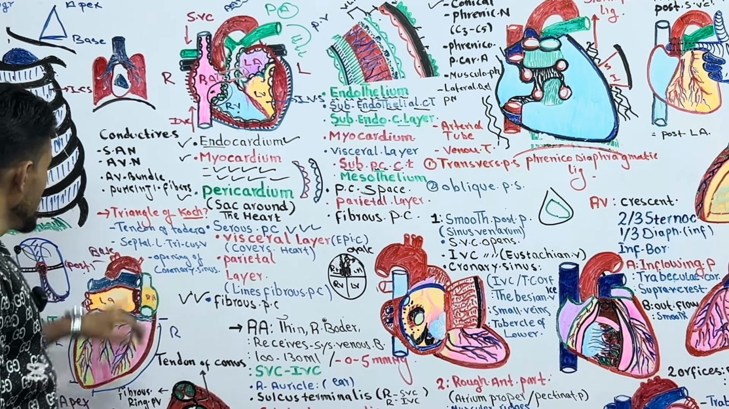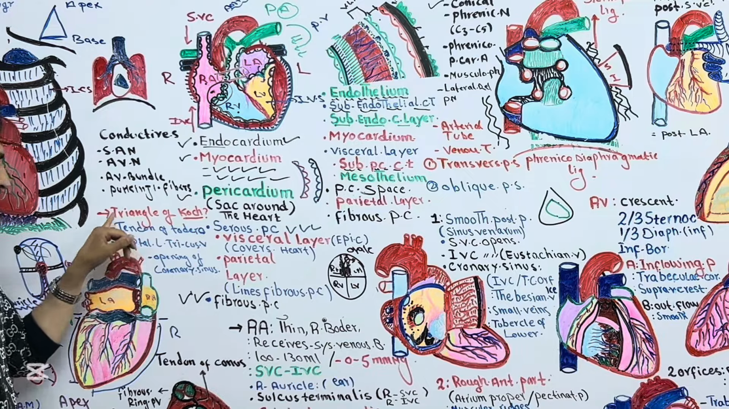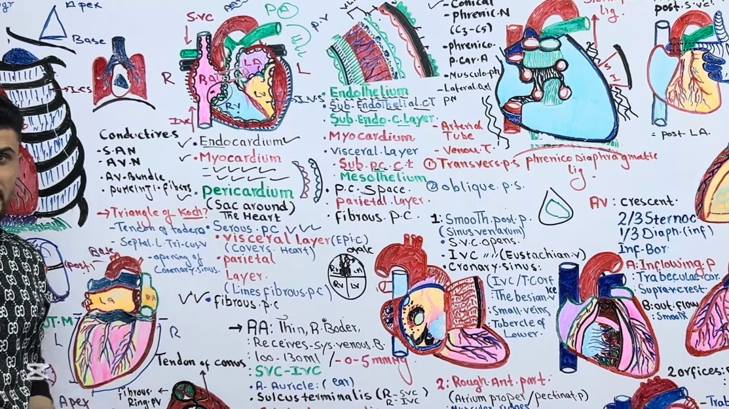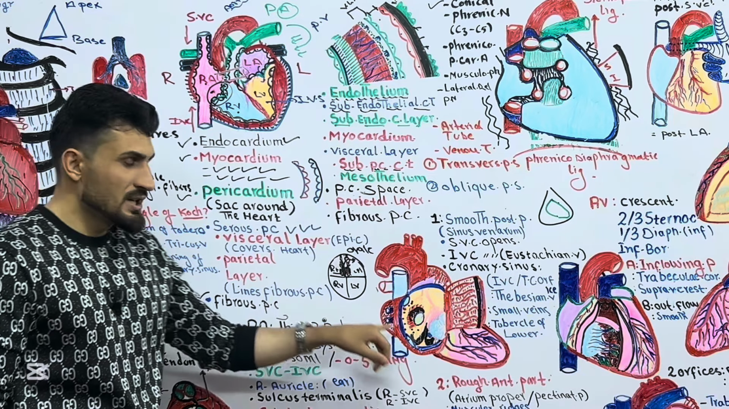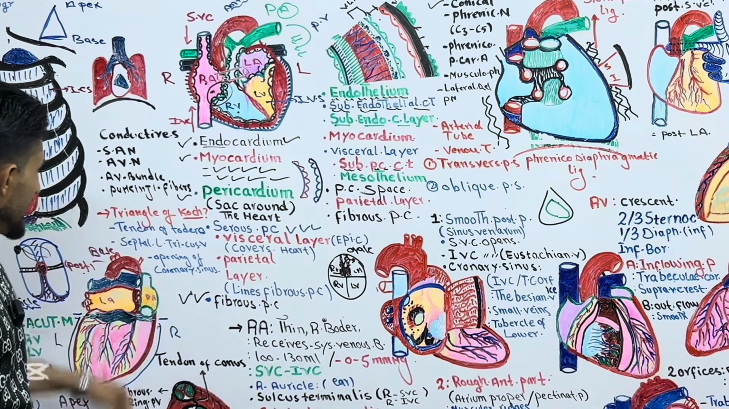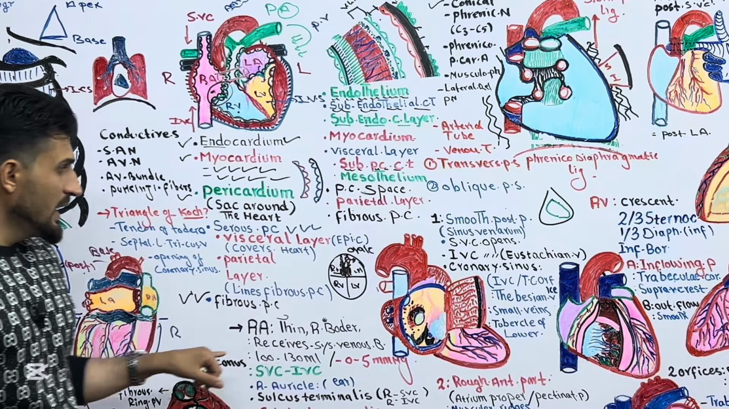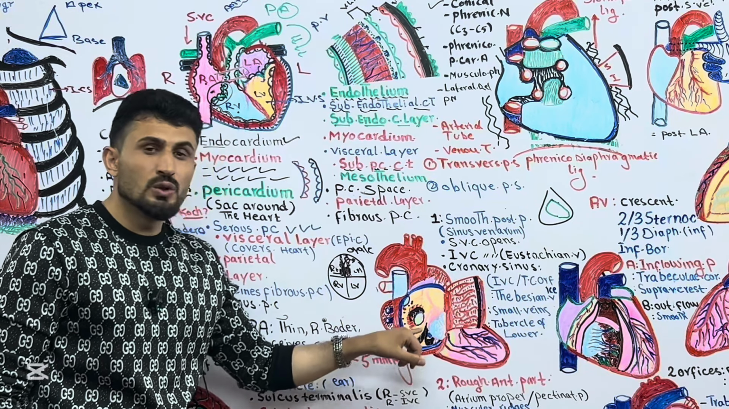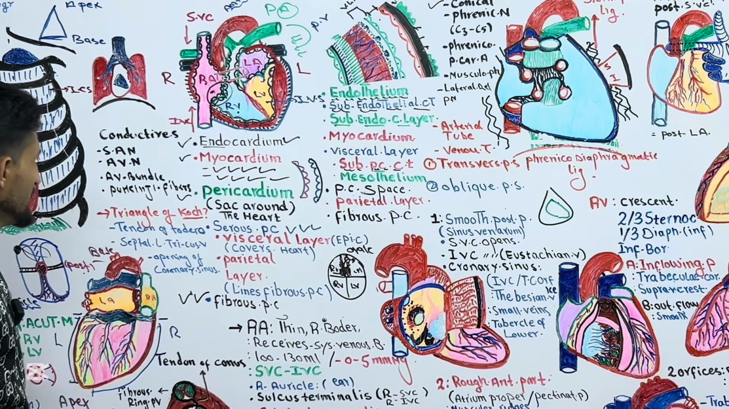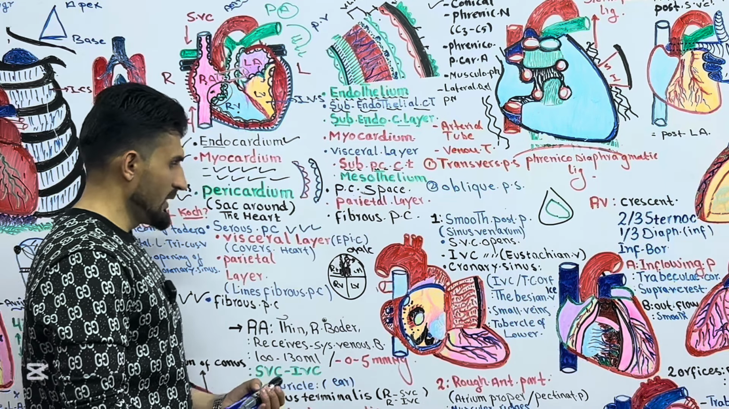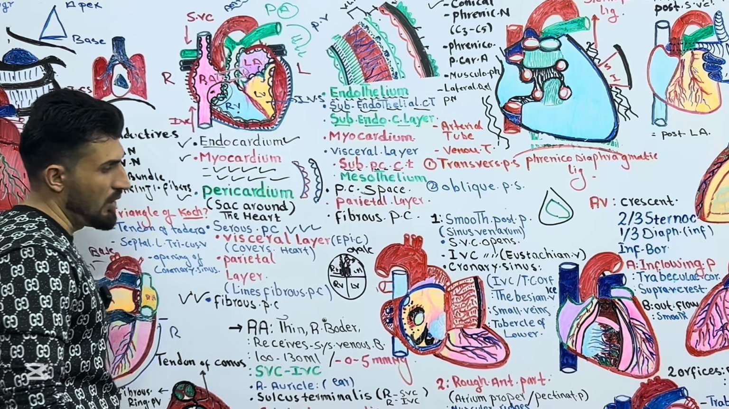Okay, a little bit of information about the triangle of Koch. The triangle of Koch is located in the right atrium, and in the triangle of Koch, the AV node or atrioventricular bundle is located, which is a very important part of the conductive system. So let me tell you about the boundaries of the triangle of Koch.